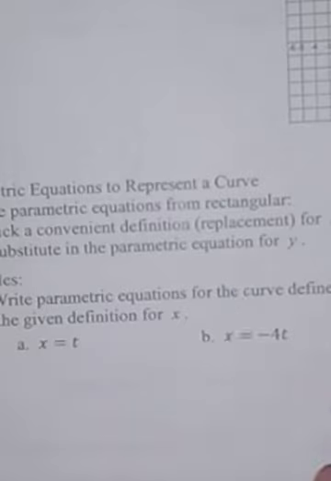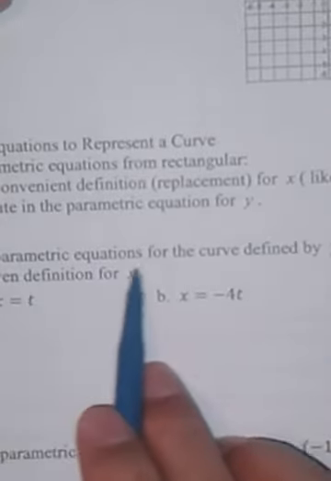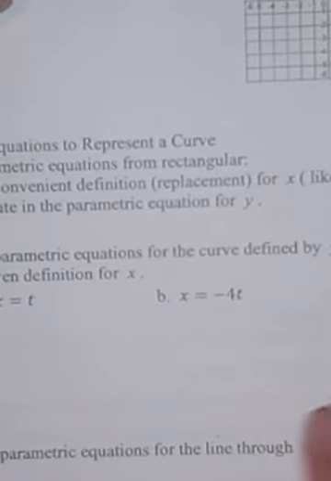That is to say, in the equation that we have for y. All right, so let's do one of these. We're going to write parametric equations for the curve defined by y equals 2x minus 3 with the given definition for x. Now, we know what y equals 2x minus 3 looks like, right? It's a line with slope 2 and y-intercept negative 3.